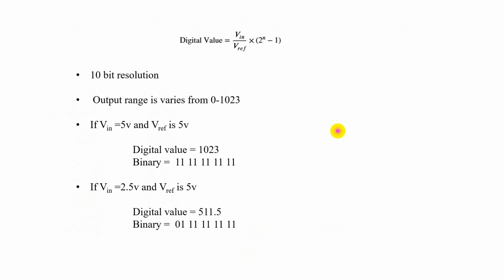While we process from analog to digital, the digital value is Vin divided by Vreference, into 2 to the power of n minus 1. Actually the Vin is nothing but the output of the sensor. For example, we are going to use a temperature sensor, the LM35 sensor. The LM35 has 3 pins available: one is plus VCC, another is ground, and then we have Vout.